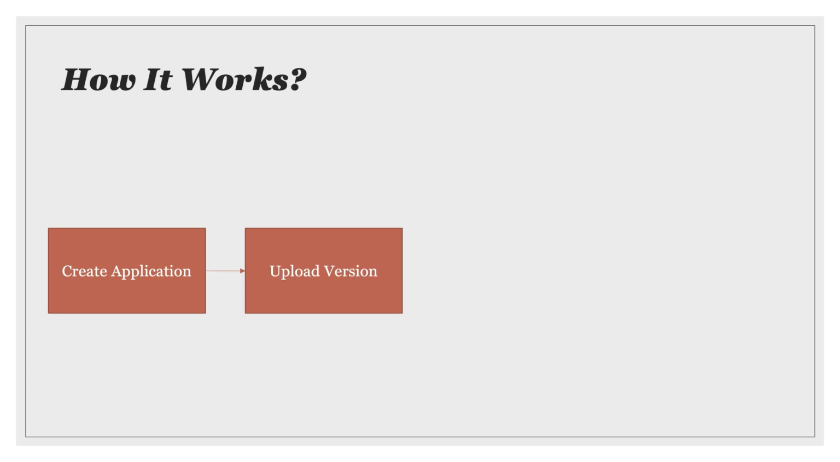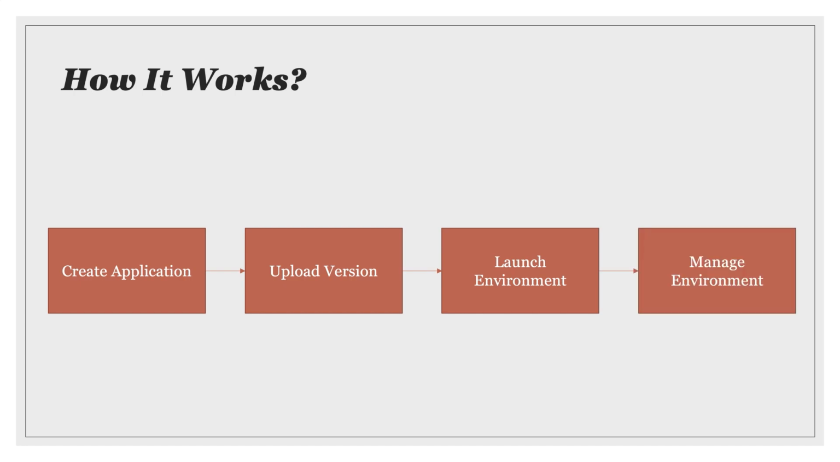Let's see the workflow, how Elastic Beanstalk works for you. Let's imagine you want to create and deploy an application. So you upload an application version, a source bundle or deployable code, and it will launch an environment. An environment is a collection of AWS resources that you need to run an application version. And you can manage your environment.